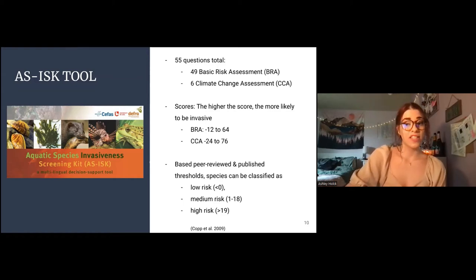Once you get numbers out of this, we can determine whether a species is low, medium, or high risk. These are the thresholds that are commonly used based on peer-reviewed and published papers. So low risk is going to be less than zero, medium is going to be 1 to 18, and if it's a high risk for invasion, it's going to be over 19.